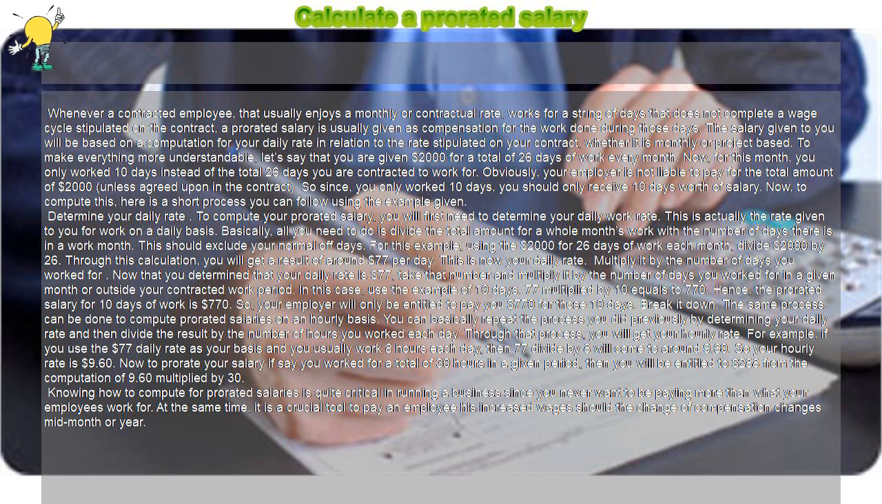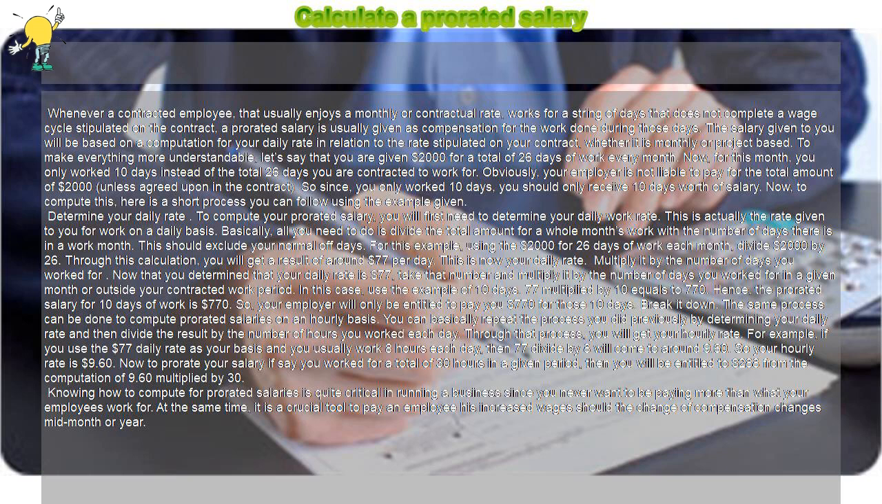For this example, using the $2,000 for 26 days of work each month, divide $2,000 by 26. Through this calculation, you will get a result of around $77 per day. This is now your daily rate.